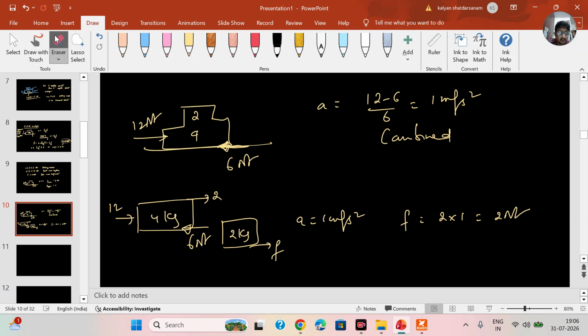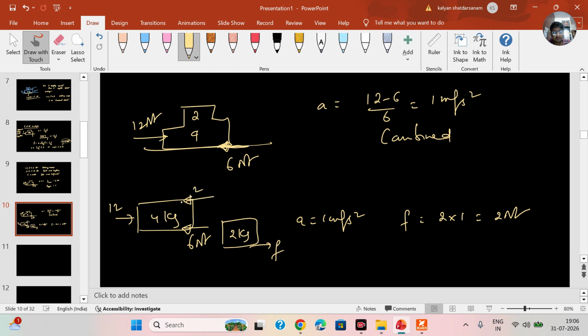This 2 Newton I wrote it wrong, right? This should be in the reverse direction. Sorry, my bad. So what is the acceleration of 4 kg? 12 minus 2 minus 6, 12 minus 8 by 4. That is 1 meter per second square.